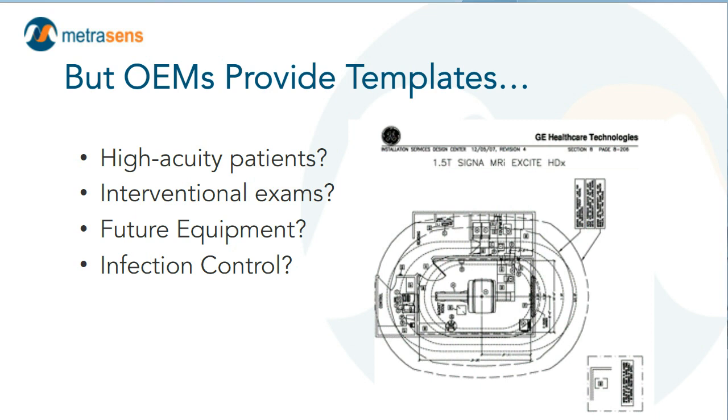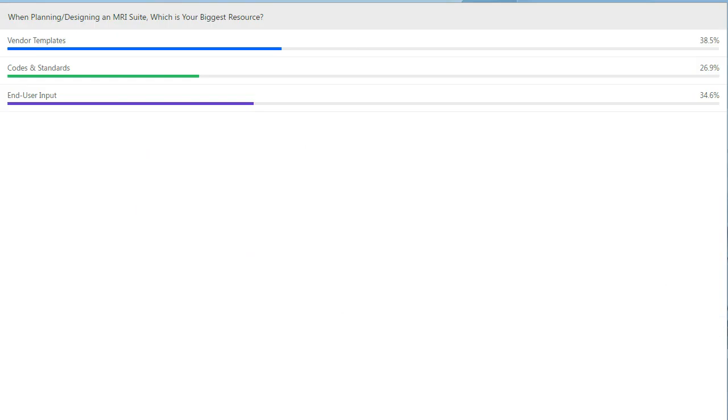So let's take a look back at your answers. Okay, all right. So I asked, when planning and designing an MRI suite, which is your biggest resource? Vendor templates, codes and standards, end user input. Okay, all right, I see you guys. We will talk more about this at the Q&A if we need to. Thank you for your answers.